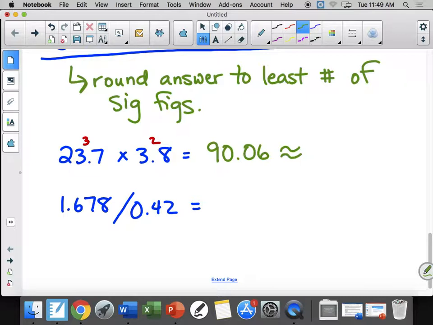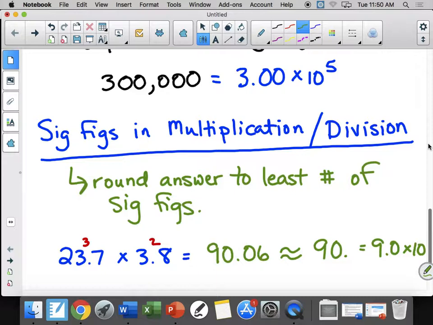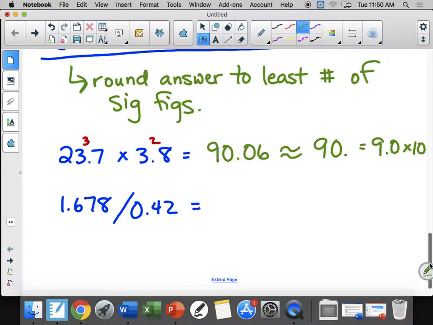So you have two options, right? You can take this 0 and leave that at 0, and you can just write 90 with the decimal point. Or you can put it in scientific notation. Times 10 to the 1. There it is. All right.